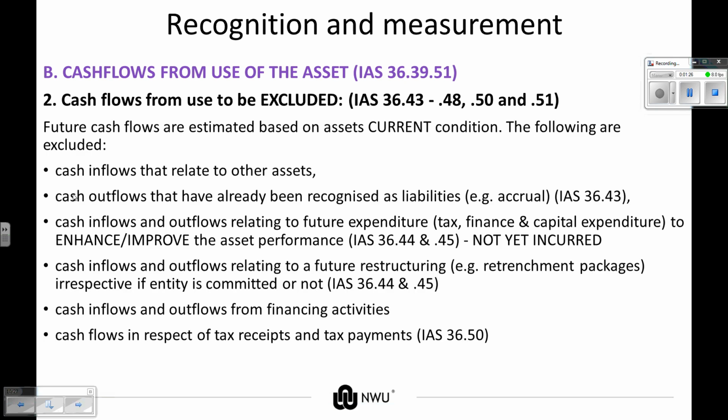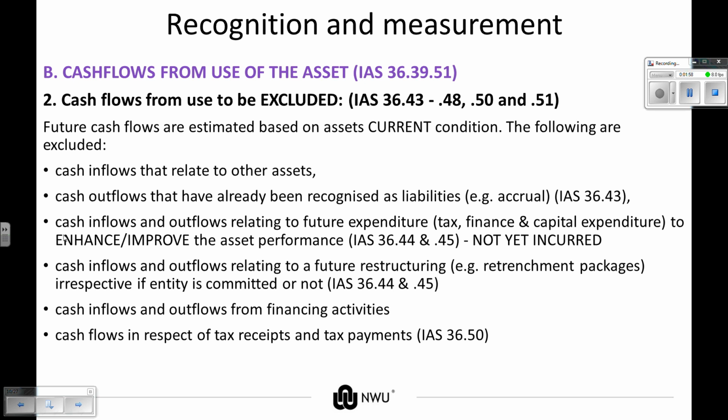If we look at cash flows that will be excluded, that will be cash inflows that relate to other assets, since these will be taken into account when assessing the value in use of these other assets. Or cash outflows that have already been recognized as liabilities, for example, the payment of accounts payable. These outflows will have already been recognized either as part of the asset, or in this case as an expense.